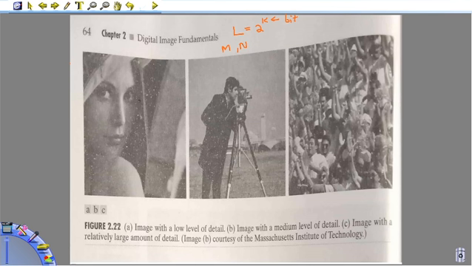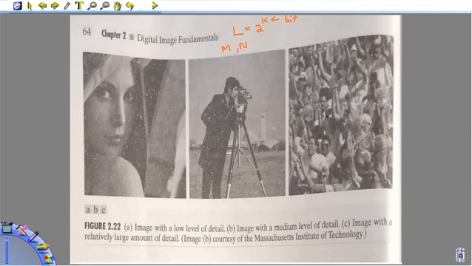Now let us consider three images. These three images indicate the different amount of information stored in them. In the first image there is a low level of information, only a woman is displayed. In the second image, there is a human being along with a camera, and a building behind him in the background, so it consists of more information. Similarly, the third image is a crowd, which consists of even more information.